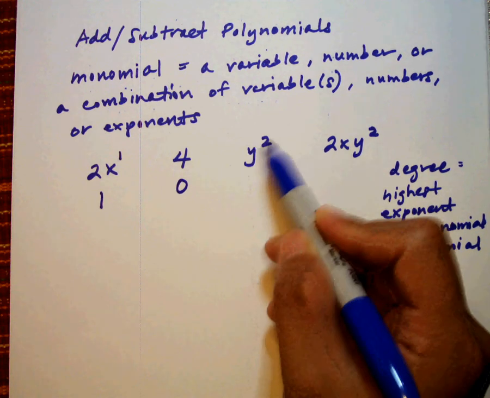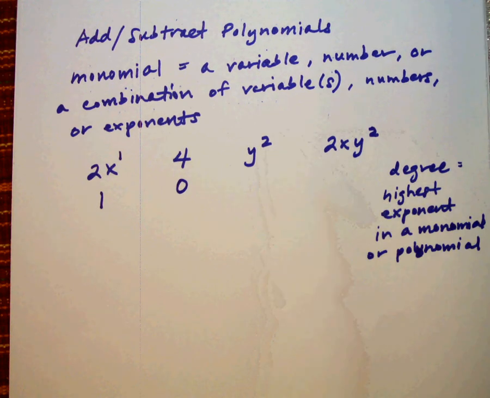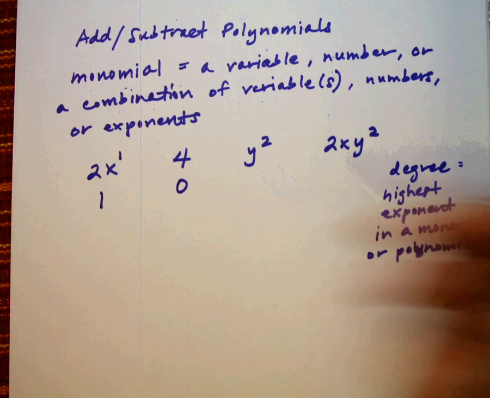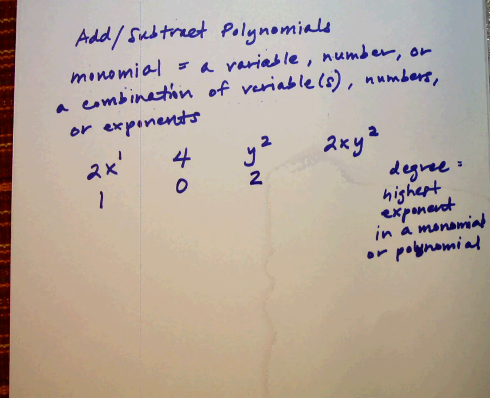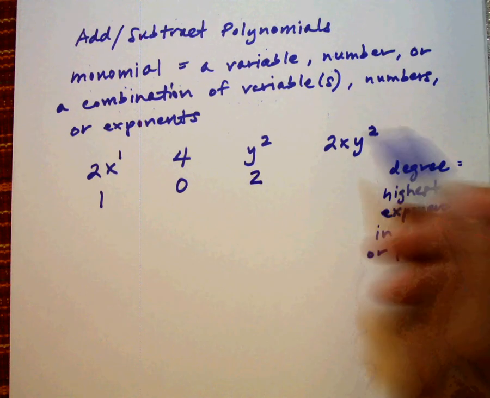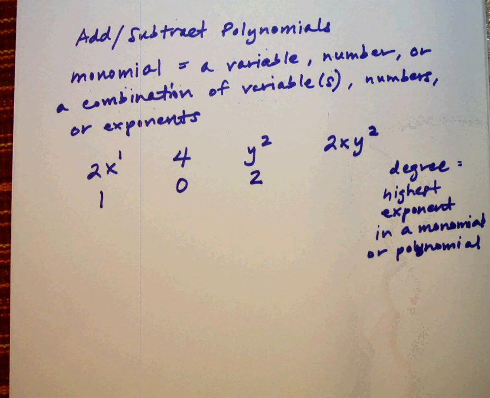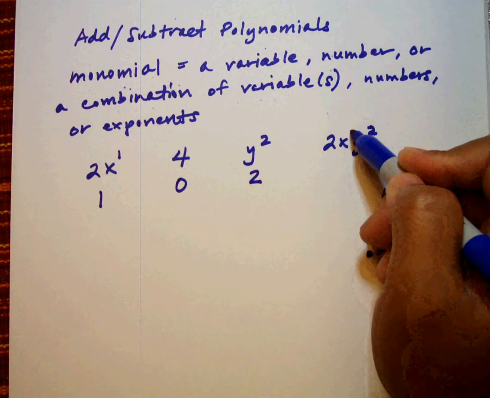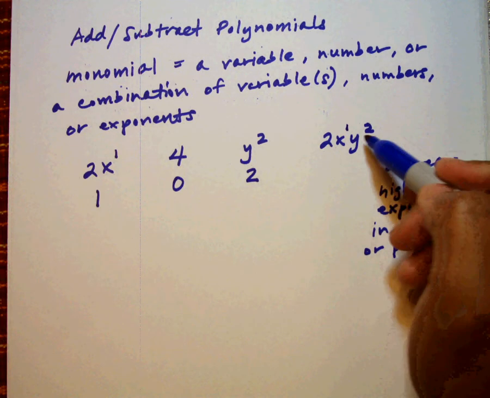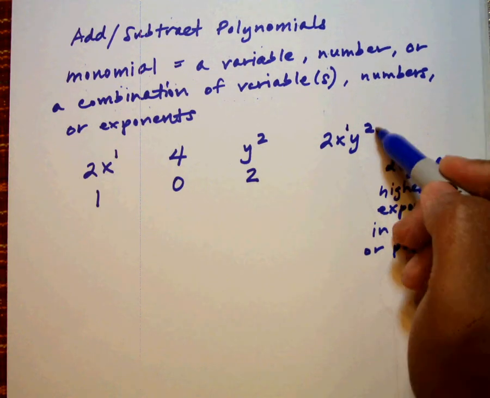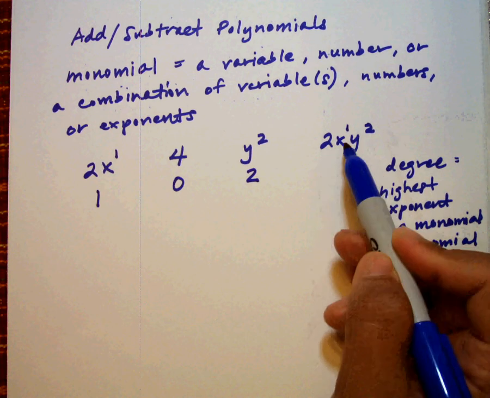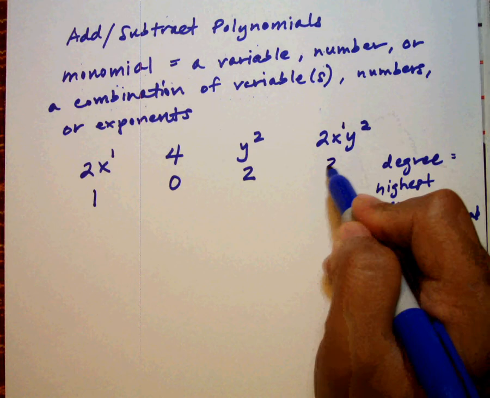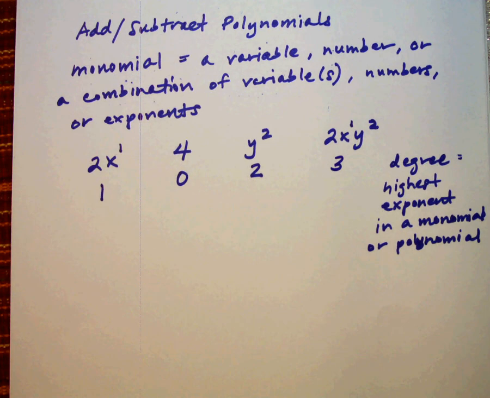y squared, or y to the second power. The 2 is my exponent here, or my power, and 2 here is the highest degree. So the degree is 2. Now, let's say you have a combination of variables with different exponents. Well, in this monomial here, the exponent of this is 1, and the exponent of this is 2. But since you have a combination of variables, the rule is that you're going to add these together. So 1 plus 2 is 3.